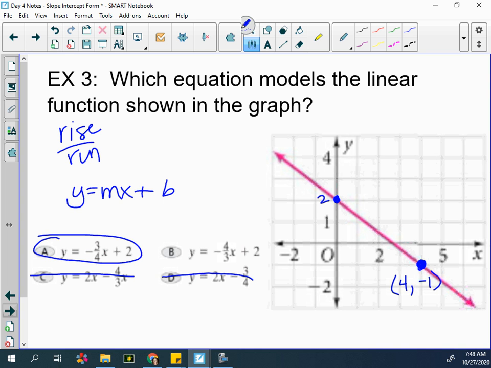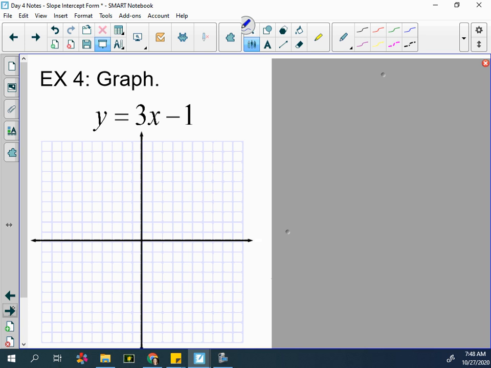Alright, so let's go to the next one. We've got 2 that we'll graph here. Graph the equation y equals 3x minus 1. So I like to identify M and B. If you can see it in the equation and you're not switching them around, that's fine. So my M is going to be your 3. B is the -1.